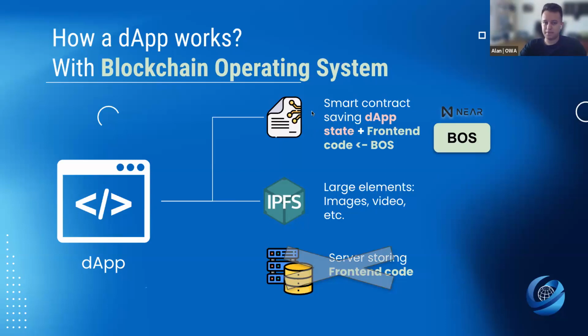Now we are also recovering the front end code, and this is more or less what we call BOS. BOS is a more structured front end that makes use of this front end code. But the important thing is this: we are saving part of this information to be persistent on the blockchain.